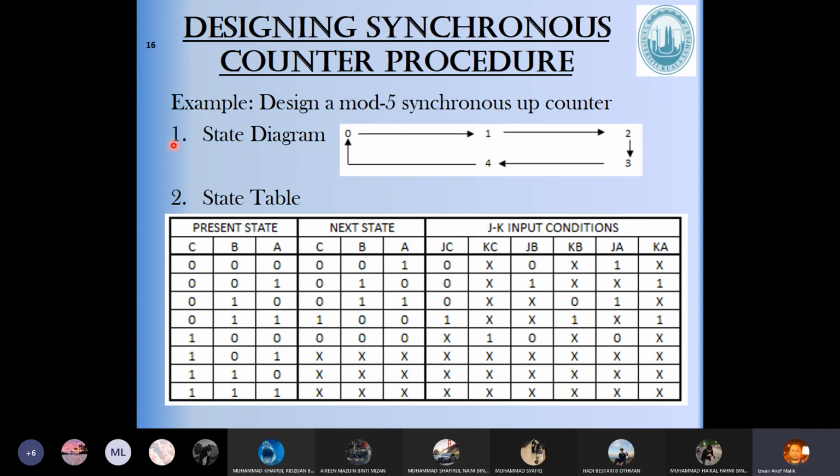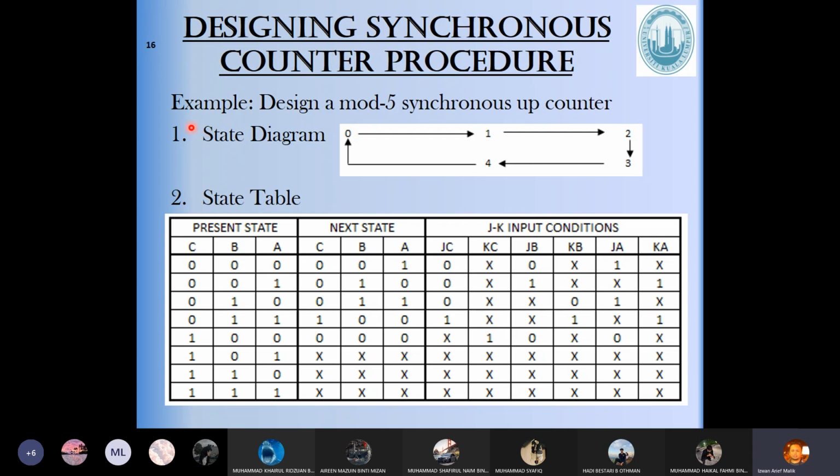Alright, so I'm showing an example here to design a mode 5 synchronous up counter. So mode 5, you have 5 states. When you start from 0, it will end at 4 lah. Okay, starts from 0, it will end at 4. So 1, 2, 3, 4, 5. So ada 5 state. 0, 1, 2, 3, 4, back to 0.